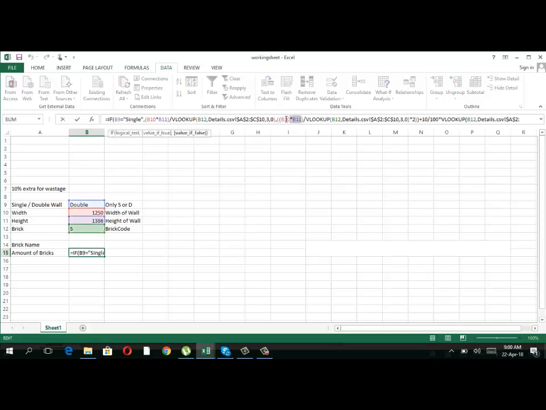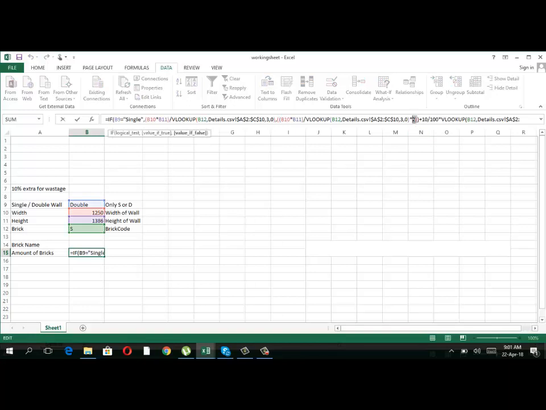Otherwise, the IF statement says we do the same thing. We divide this by this, look up again, and divide it by the same thing, 153, which is comma 3. But this statement is for single, and this statement is for double. So in case of double, I would also multiply it by 2.